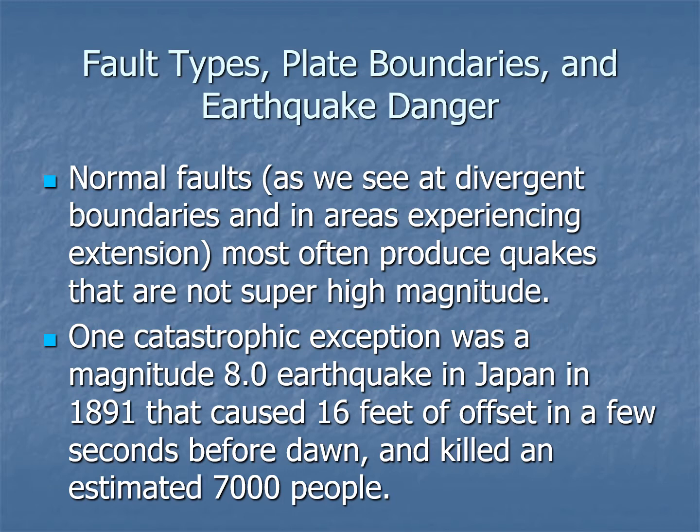A very bad exception happened way back in 1891 in Japan, and this was a normal fault, and it was an 8.0. That's really big for a normal fault. There was 16 feet of offset in one earthquake event, and it killed almost 7,000 people. Think about 1891. There weren't nearly as many people on the planet back then in any country, including Japan, and yet it still killed 7,000 people.